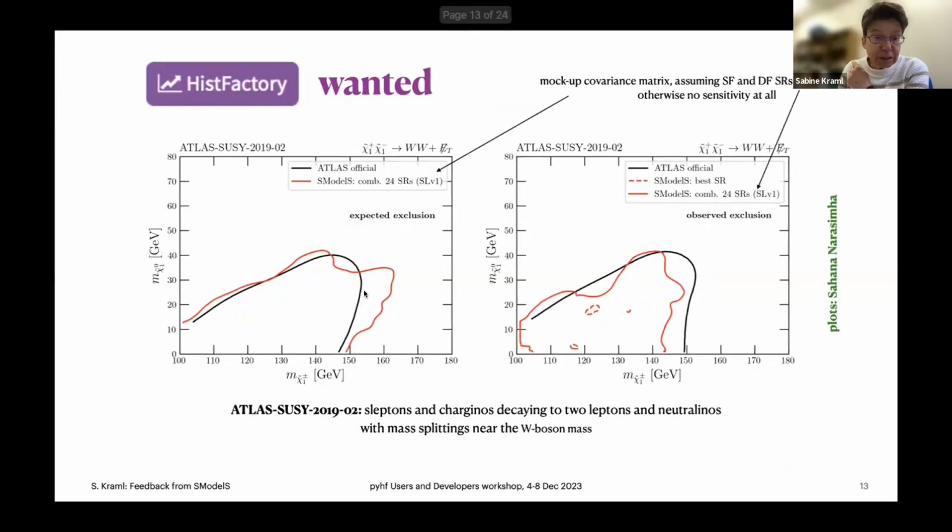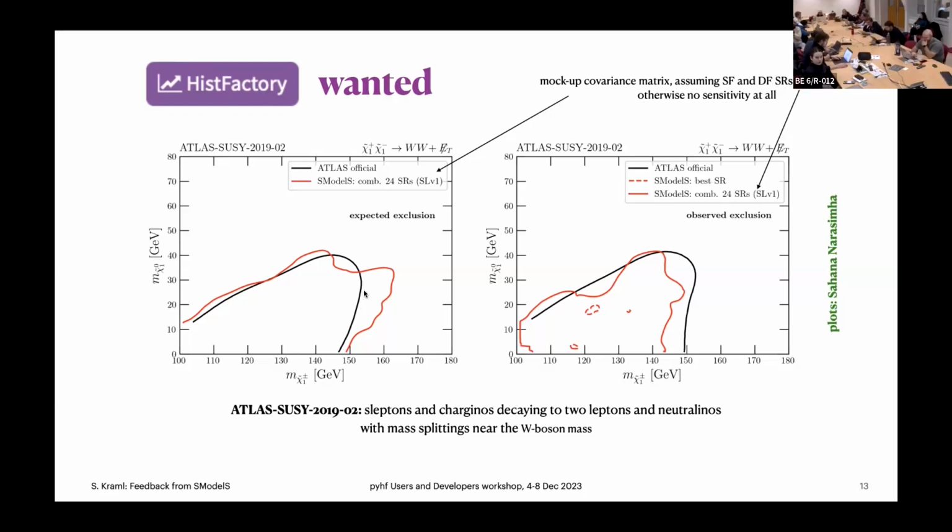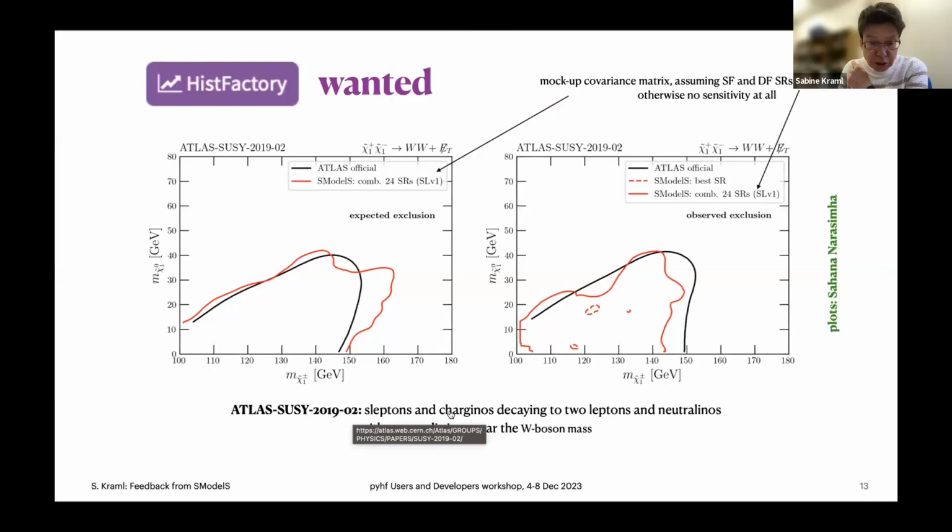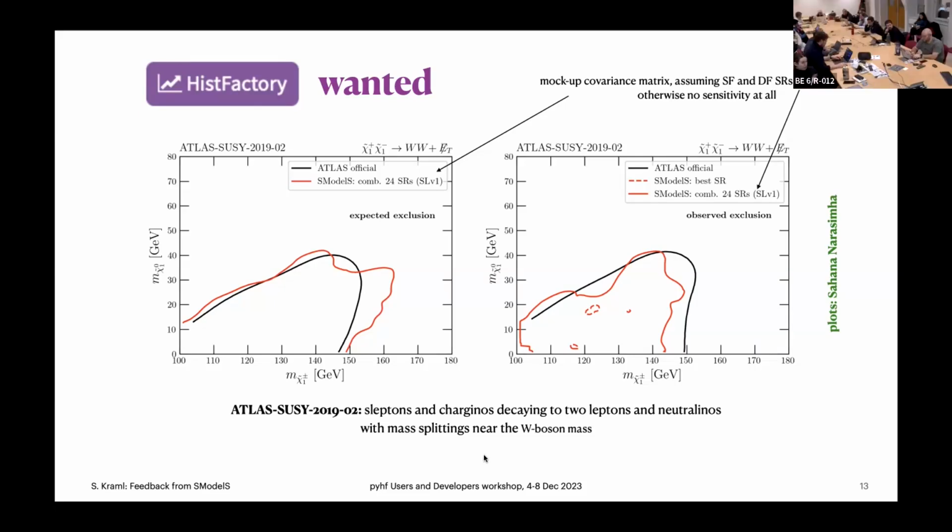Okay. Now this one is an example where we do not have a statistical model, but it would be really, really relevant to get one. So this is the ATLAS search for sleptons and charginos decaying into final states with 2 leptons, for scenarios with small mass splittings near the W mass. And when using only the best signal region, we basically have no sensitivity at all.